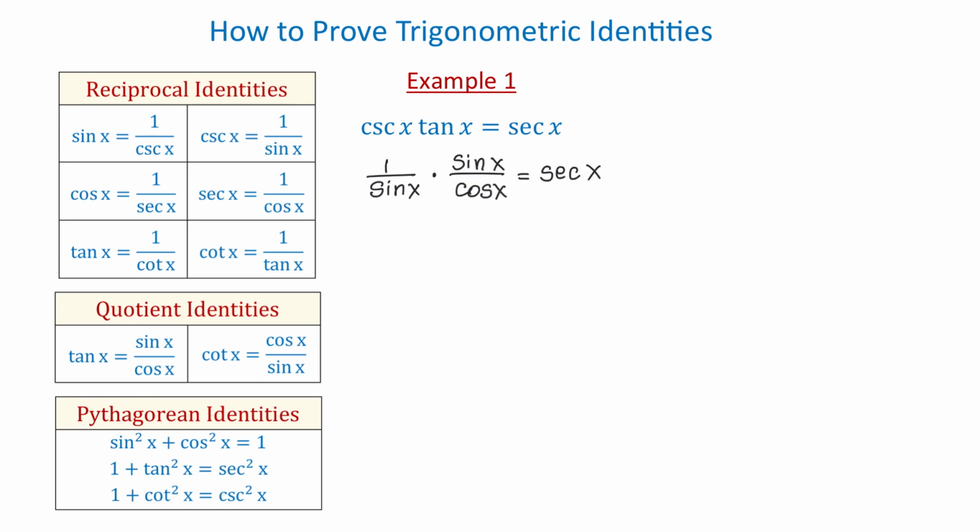Now on the left side, sine will cancel, and we will have 1 over cosine of x equals secant of x. But then 1 over cosine of x is secant of x. And now the left side is secant of x, and the right side is secant of x. So we just proved that the left side is equal to the right side.